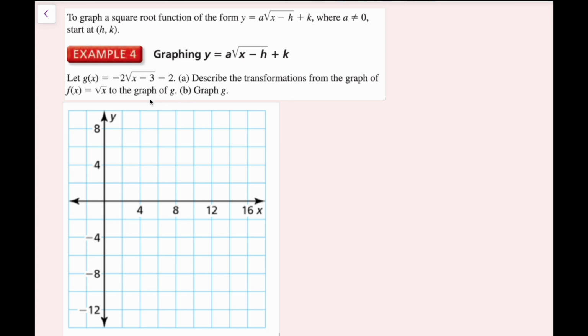So the first thing that I would recommend doing is dealing with the a value. So this a value is telling us a lot. This negative sign means that I have a reflection in the x-axis because remember, this is on the outside of my function. Outside is a vertical change, and going from up to down, that is a vertical change. So this means I have a reflection in the x-axis, so I'm going to write that down.